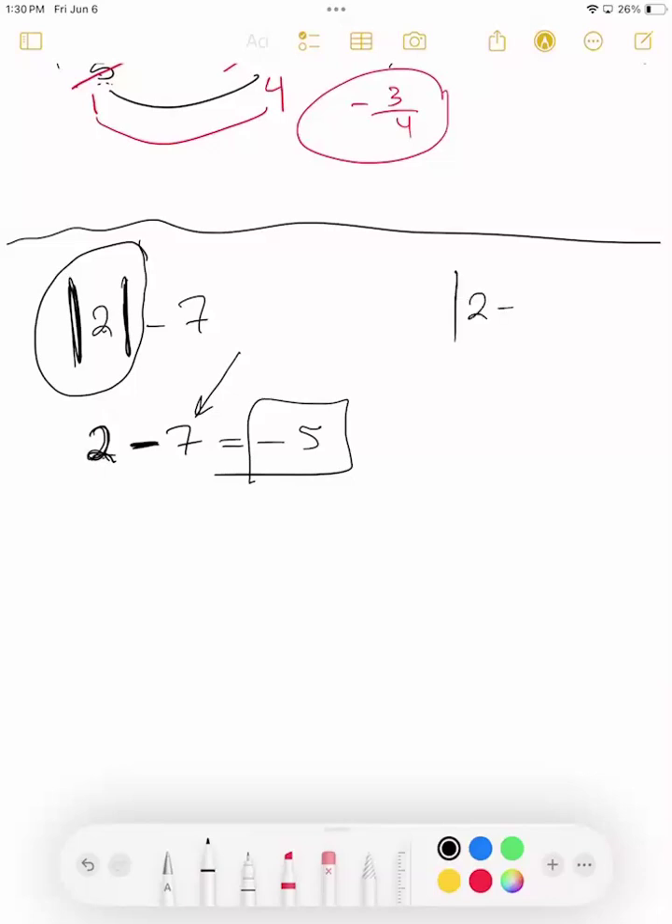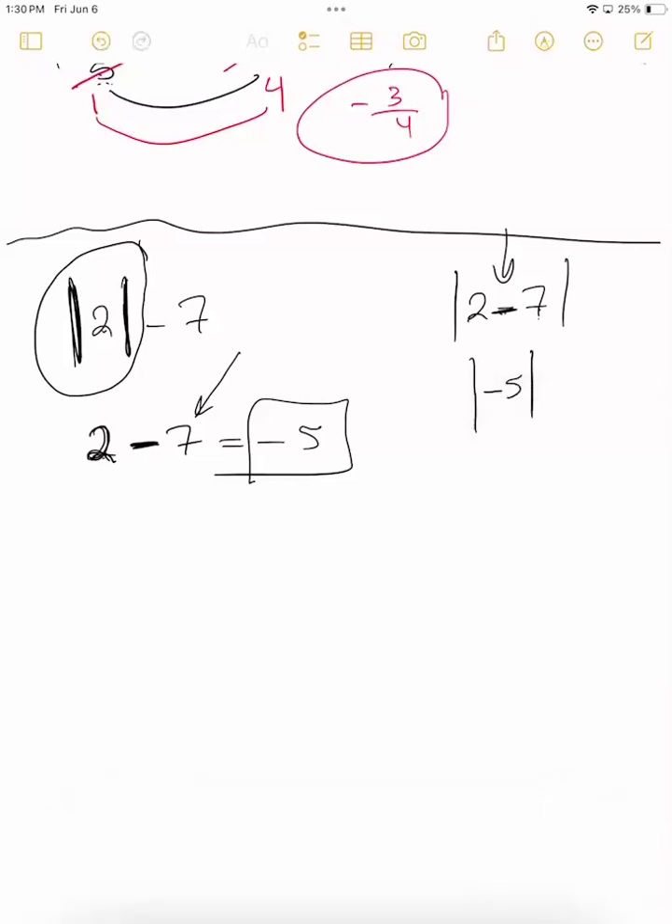What if you have this problem? You go inside the absolute value, you calculate that. You borrowed 7, you return 2, 2 take away 7 is negative 5, with the absolute value. So you go inside the absolute value first, you simplify, then you say what absolute value of negative 5 is. How far is negative 5 from 0? Distance, it is 5 units. So the answer is 5.